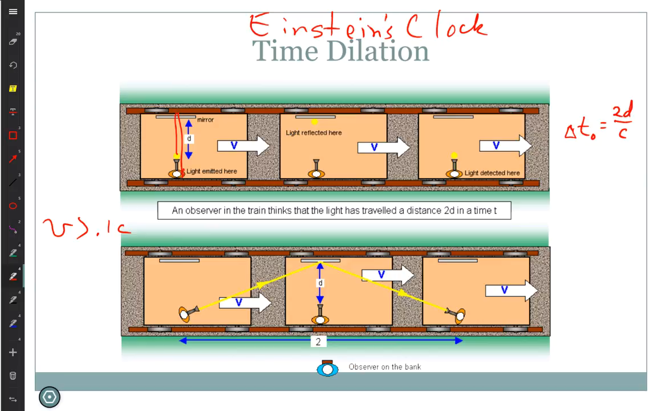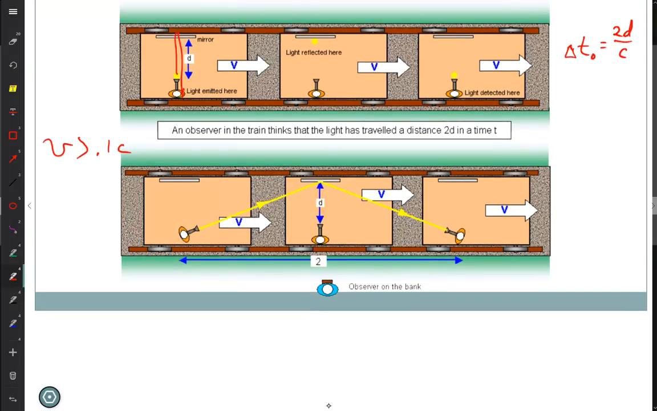How do I find the time for a tick here? What's the first thing you note just looking at the picture? It's a longer distance the light has to travel. Since the light has the same speed in all reference frames, that longer distance means it takes more time to tick. So how do we go about calculating that time to tick? Well, first we're going to need to determine what the distance is, because our basic equation was the distance divided by the speed.